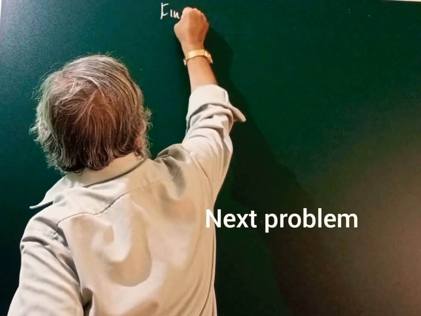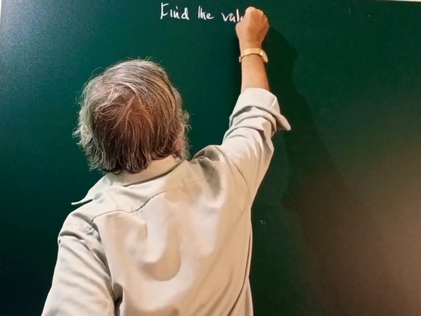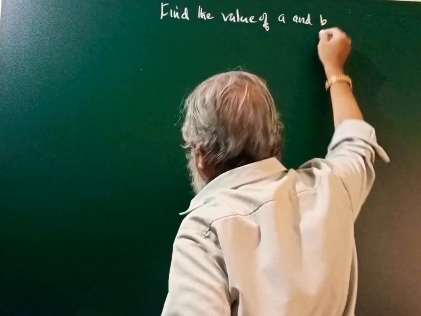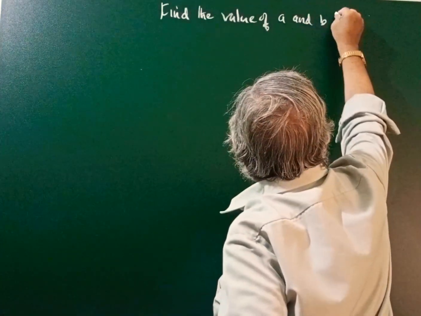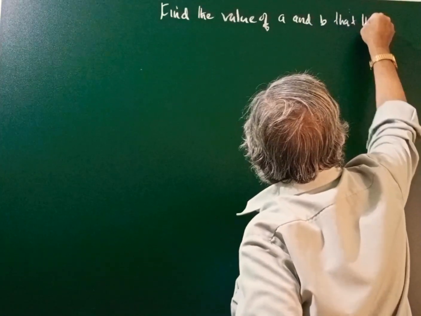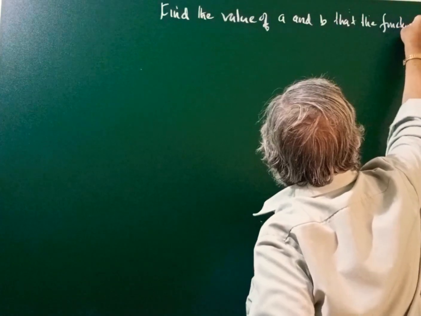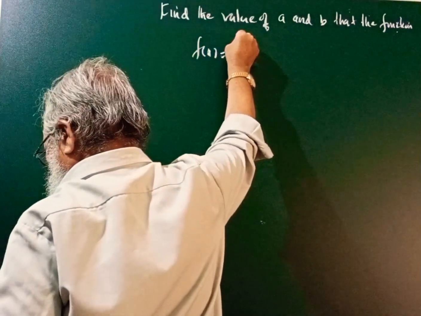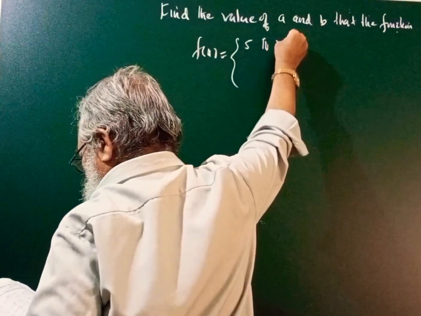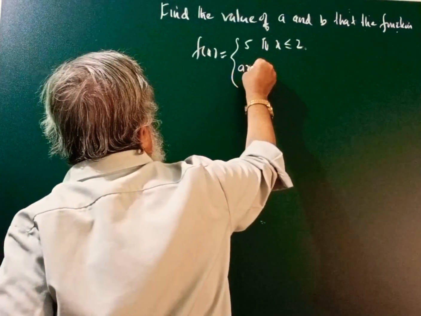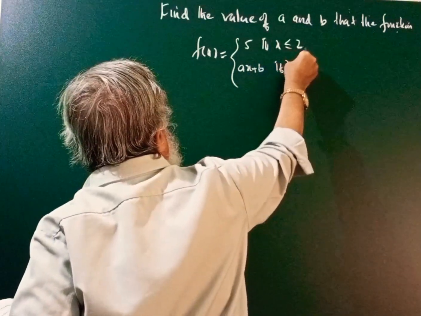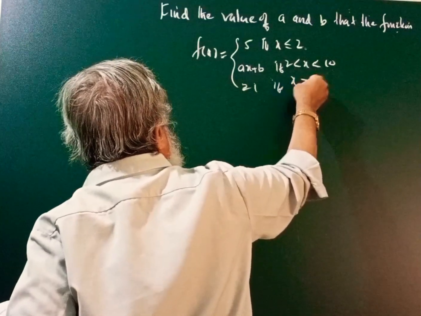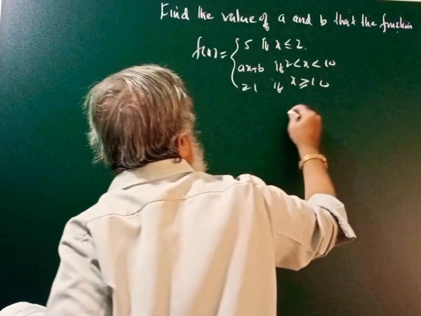Find the value of A and B such that the function f(x) is equal to 5 if x is less than or equal to 2, Ax plus B if 2 is less than x is less than 10, and 21 if x is greater than or equal to 10, is a continuous function.